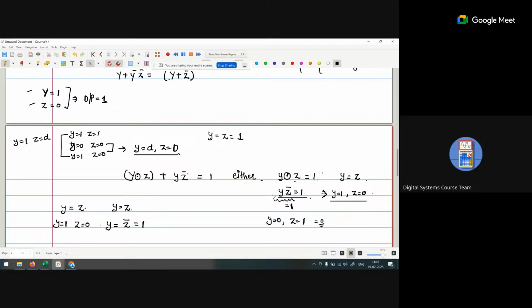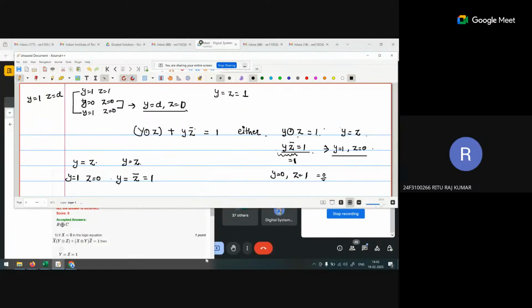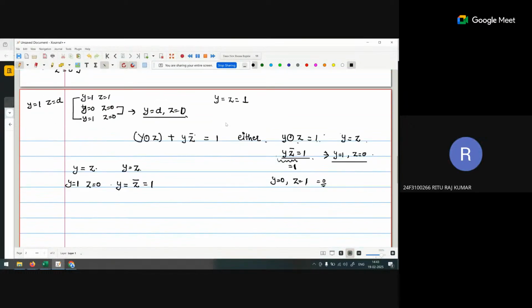Yes, sir, got it. And sir, can we apply this logic also for an OR gate? If any one gate is 1, then the output should be 1. Yeah, instead of checking both gates, we will check any one gate. So either we can check this one is 1 or we can check that this one is 1.